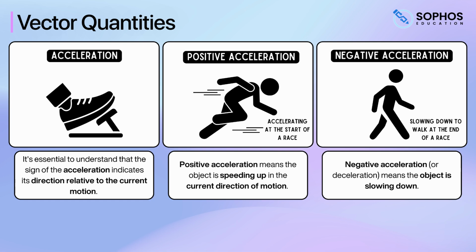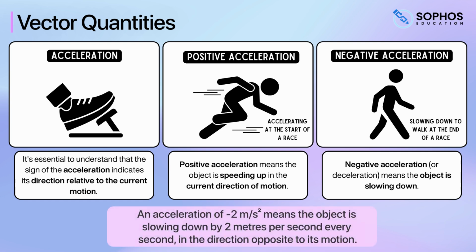If we say an object has an acceleration of minus 2 meters per second squared, this means it is slowing down at a rate of 2 meters per second every second in the direction opposite to its current motion.